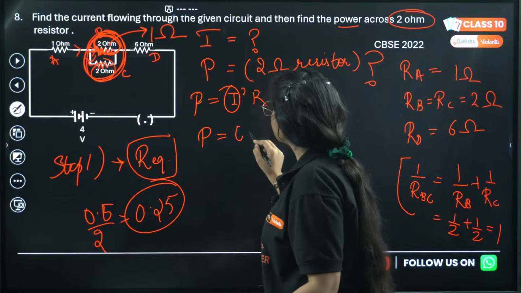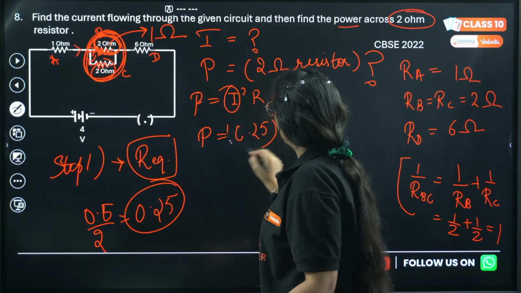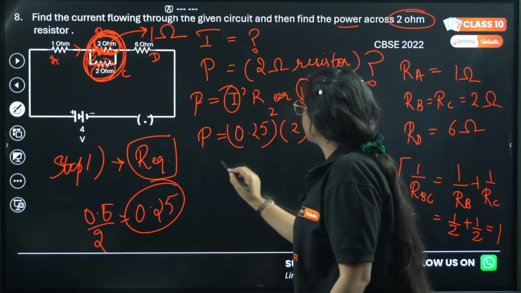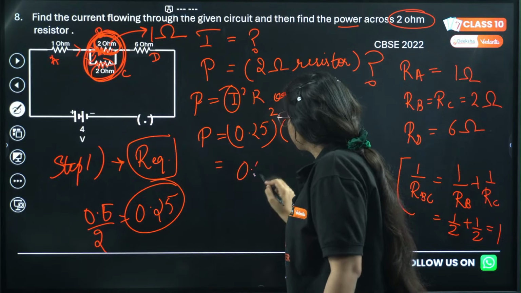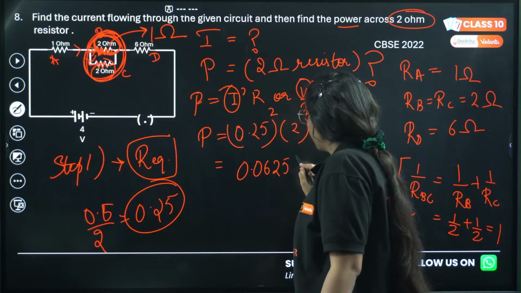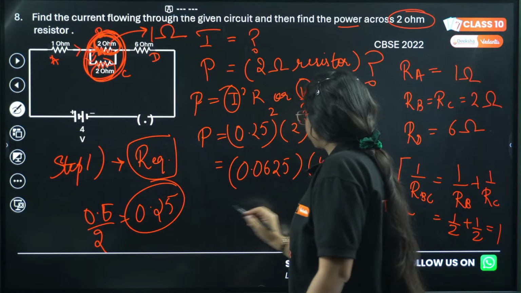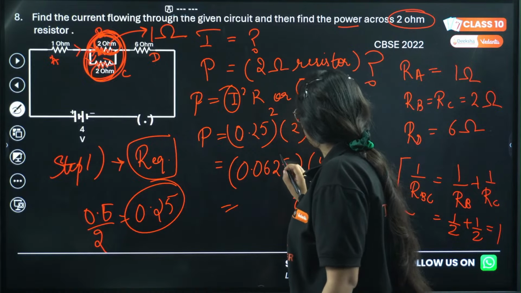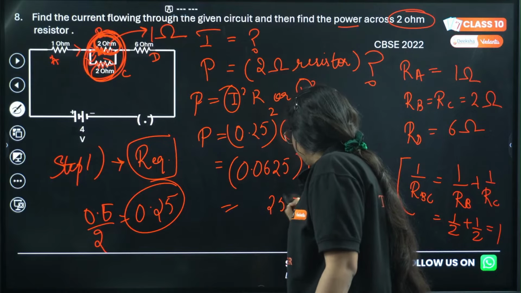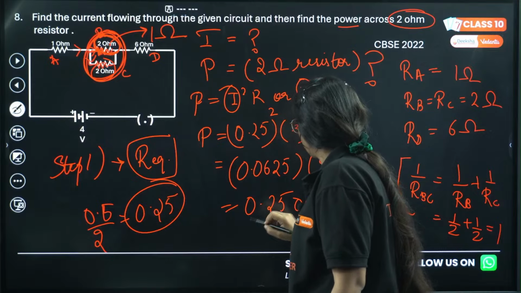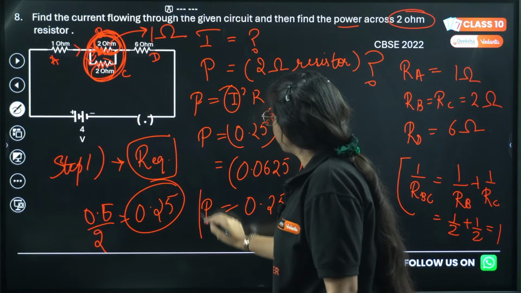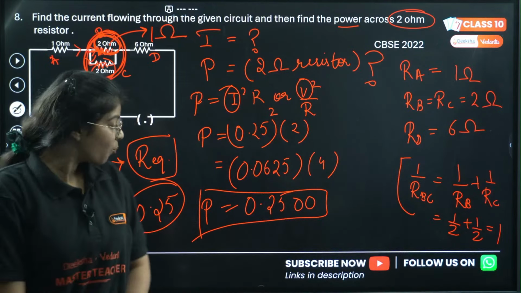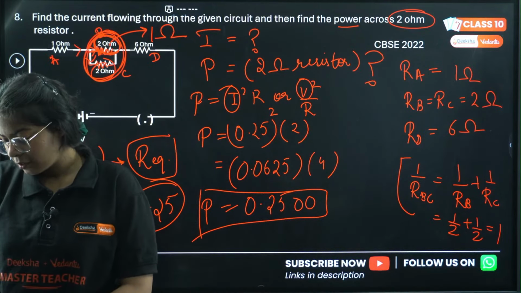So you can just write 0.25 whole square into the resistance, which is 2. So this will be 0.0625 into 4, and the answer will be 0.25. Okay? Correct. So the power through 2 ohm resistance will be 0.25 watt.